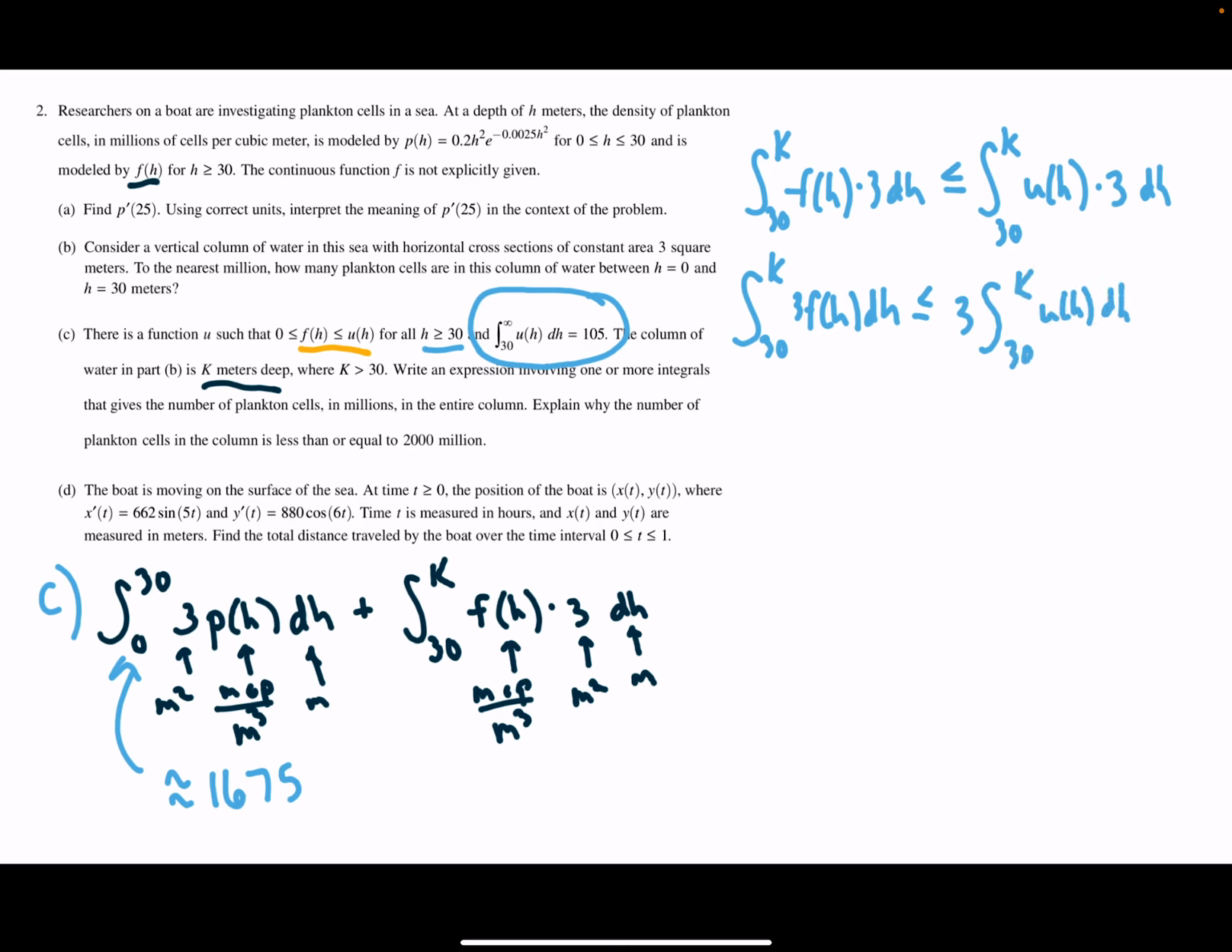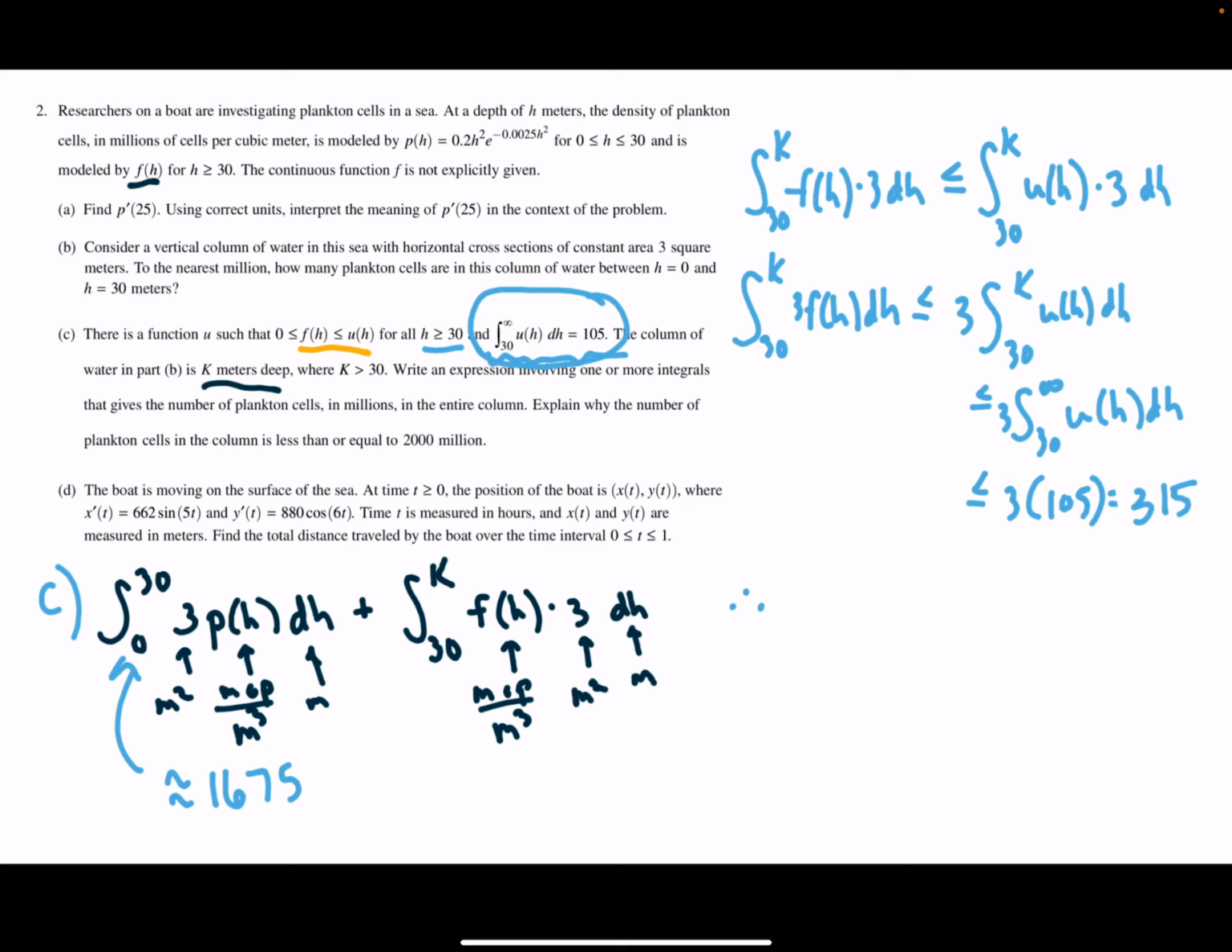dH. And I know that the integral from 30 to K has to be less than the integral from 30 to infinity. Sorry, 3 times the integral from 30 to infinity of U of H dH, which is going to be less than or equal to 3 times 105. Okay, and that gives me a 415. Sorry, this is why I tell you not to simplify. That gives me a 315.